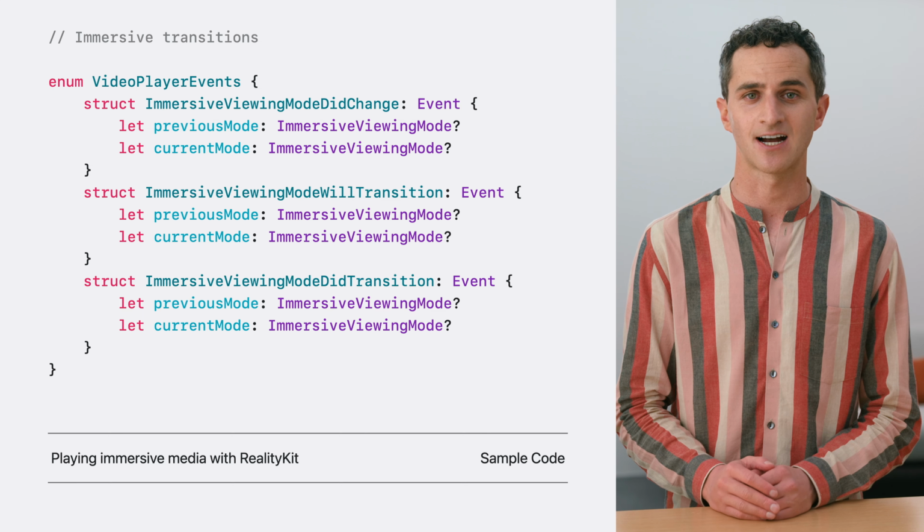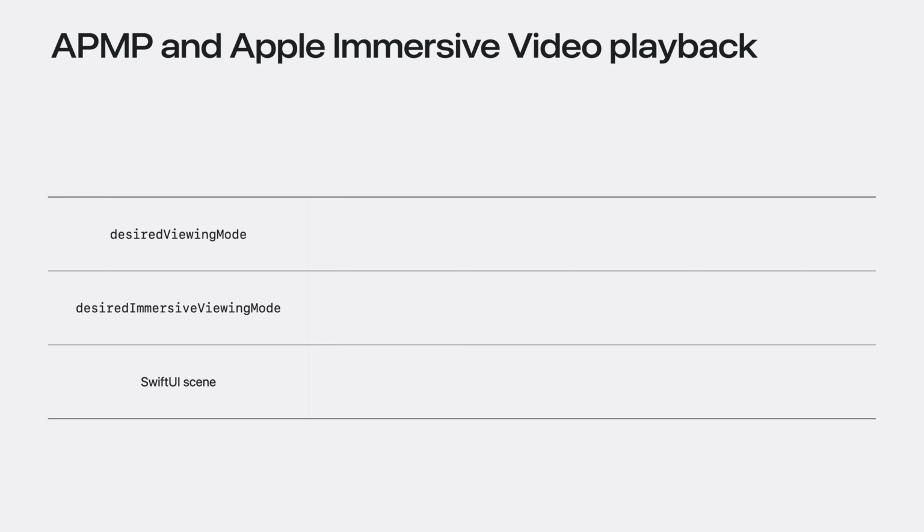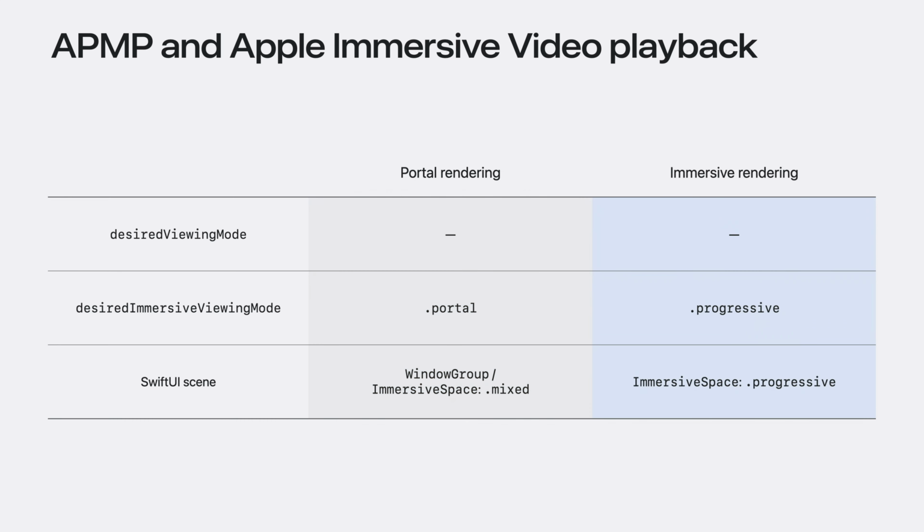To review, for portal rendering for Apple Projected Media Profile videos and Apple Immersive Video, set desiredImmersiveViewingMode to portal. Portals are typically in a SwiftUI window group in the shared space, but can also be exclusive in an immersive space with a mixed immersion style. For immersive rendering, set desiredImmersiveViewingMode to progressive in an immersive space with a progressive immersion style, like my code earlier. To get preferred system behavior, don't set desiredViewingMode.